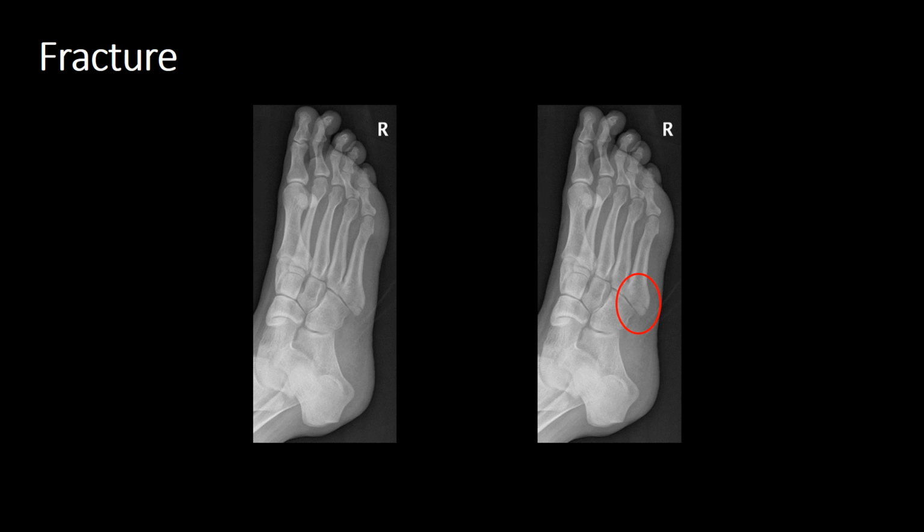And now on the DP oblique view, we can clearly see a break in the cortex. So this is an intra-articular fracture because we can see that the fracture line extends to the articular cortex. So this is an undisplaced intra-articular fracture of the base of the fifth metatarsal.